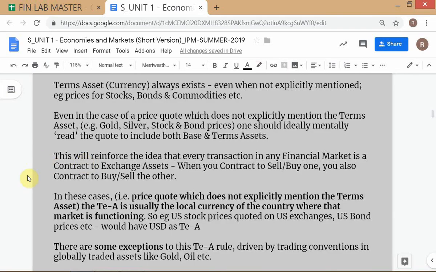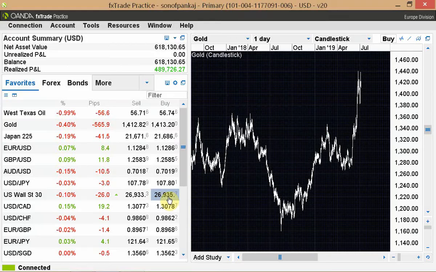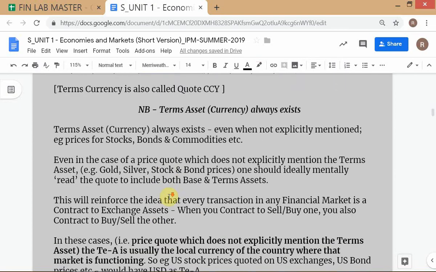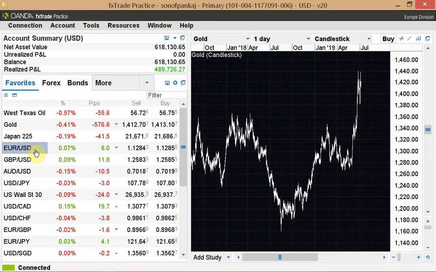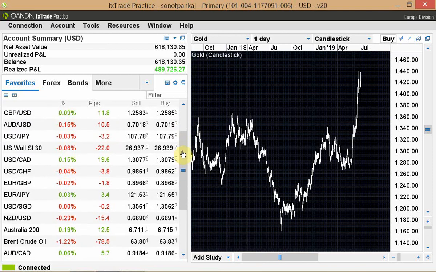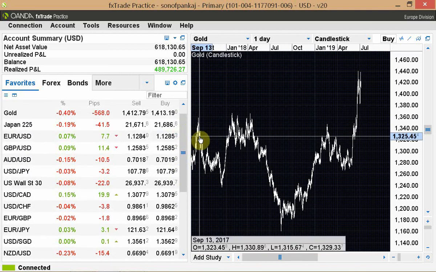So the terms currency, we know, always exists. What is the rule for you to figure out what the terms currency is? Suppose I've shown you something like Japan 225, which is a Japanese equity index.